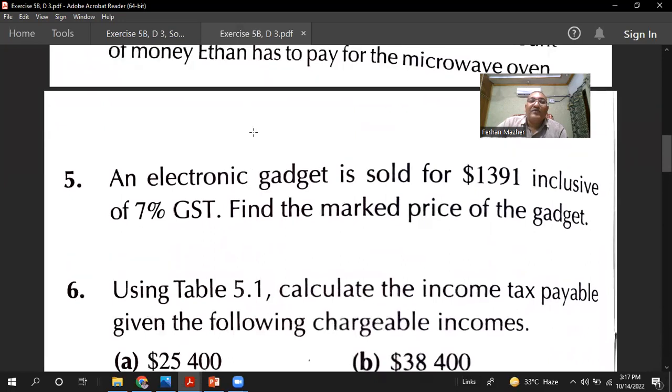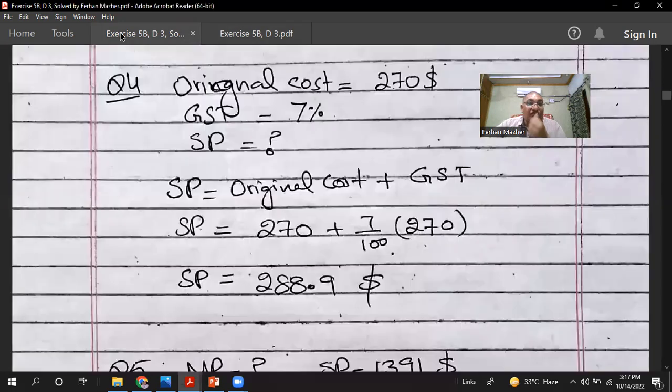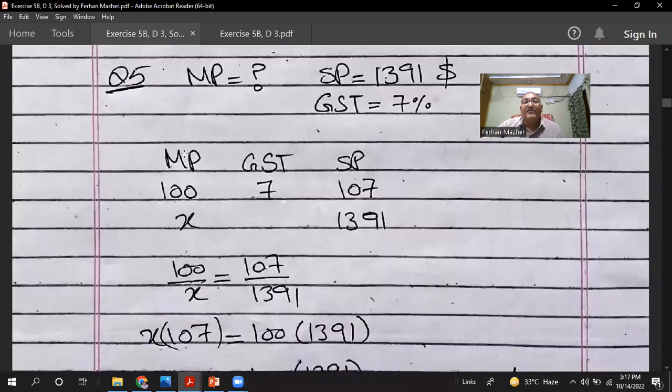Now we have question number 5 from exercise 5B from the book D3. An electronic gadget is sold for $1,391 inclusive of the 7% GST. Find the mark price of the gadget. The mark price, or the original price without the tax, we have to find out. So the question is, what is the mark price when the sale price is 1,391, whereas the GST is 7%.